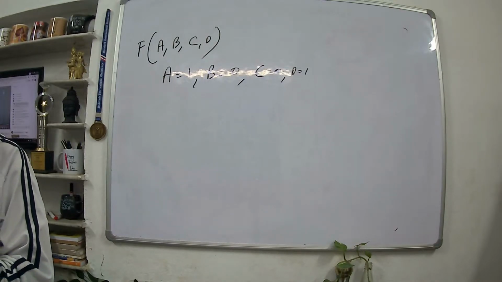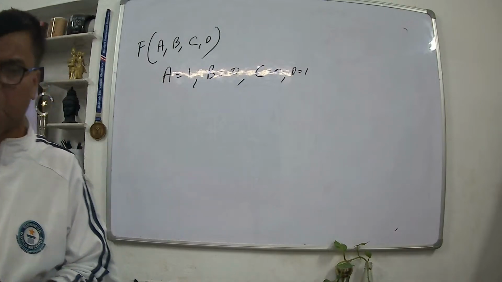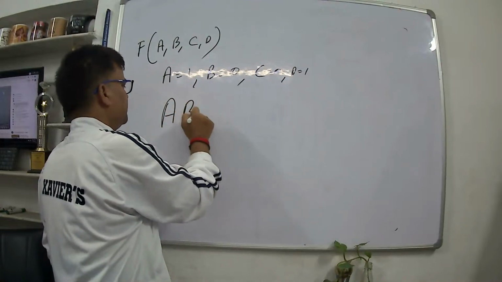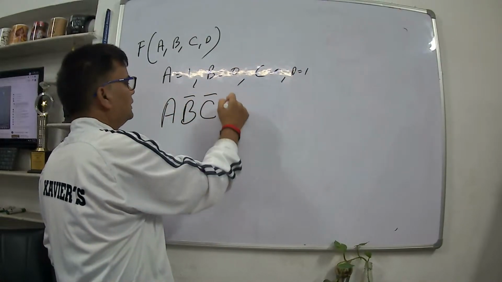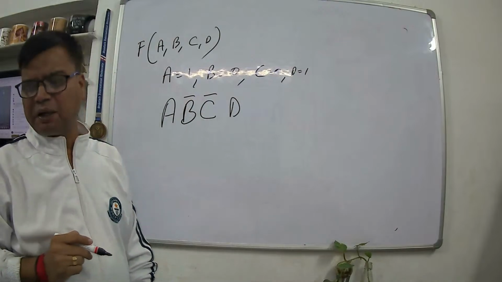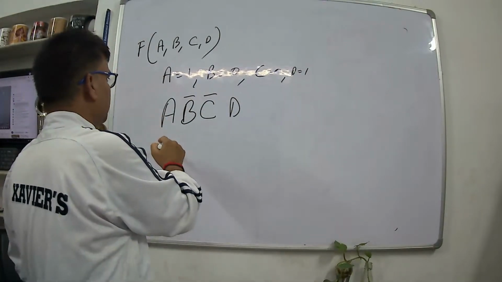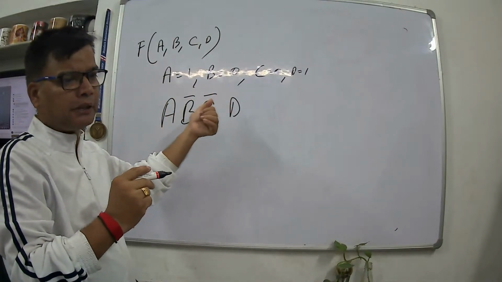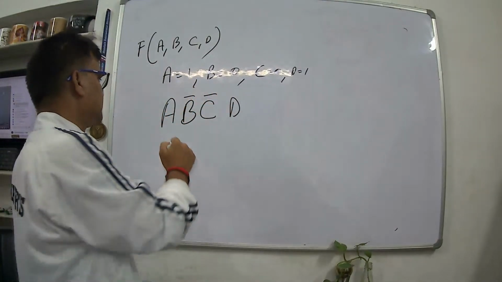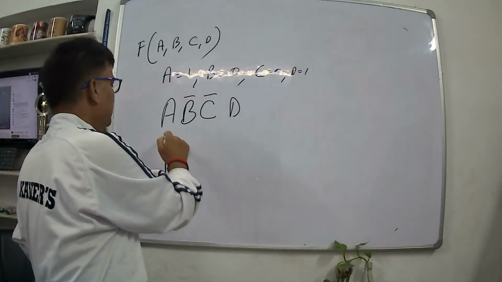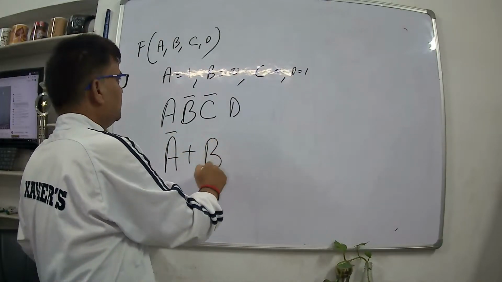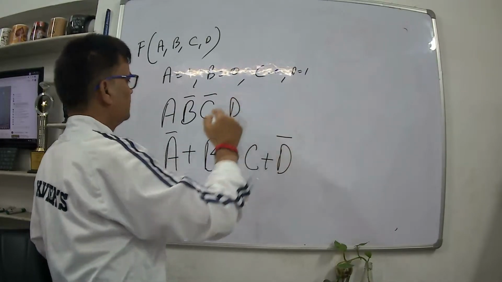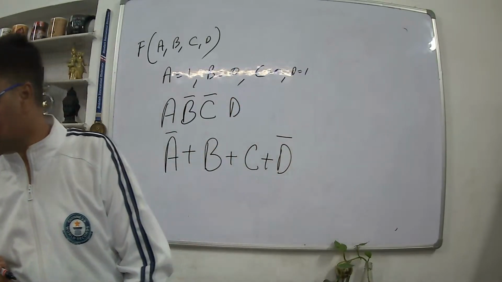A is 1, B is 0, C is 0 and D is 1. So this will be A, B bar, C bar, D. This is the min term. And if I have to write the max term, in max term 0 is taken as non-complement and 1 is taken as complement, and we use plus. So we will say A bar plus B plus C plus D bar. I hope this is clear to everyone.